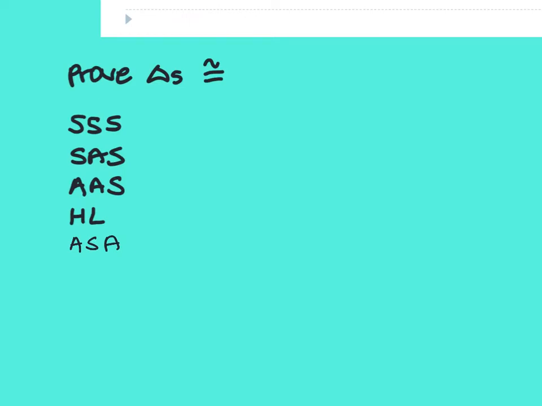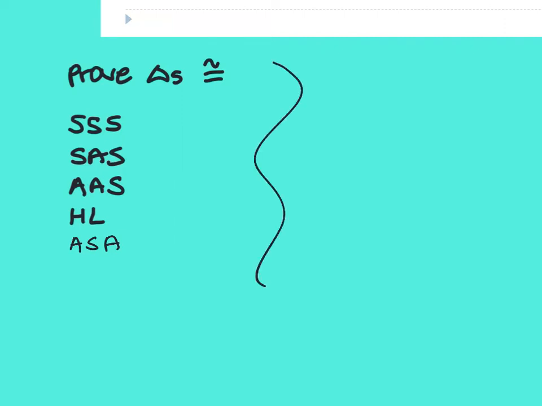Meaning, if I gave every single person in this room 3 strips of string that were all the same size as everybody else's, you could only make one triangle with that information. If I gave you a side that was 3, a 4, and a 5, there's only one way to form a triangle with that, right? If I gave you 2 sides and the included angle, there's only one triangle that can be formed that way. If I gave you 2 angles and the non-included side, only one triangle. If I gave you a hypotenuse and a leg, only one triangle. Angle, side, angle, only one triangle.